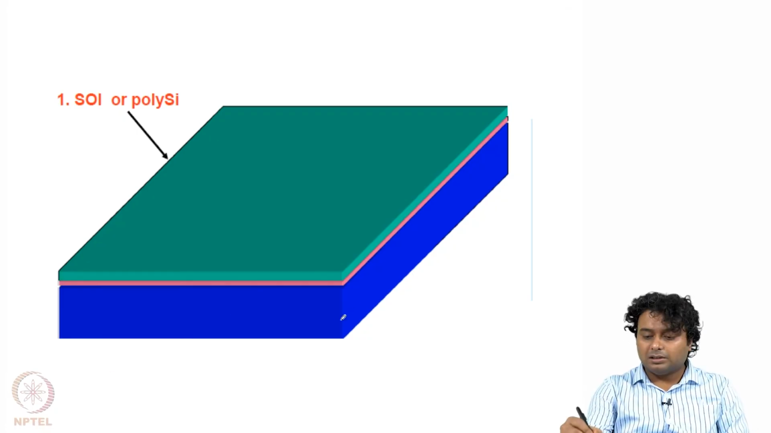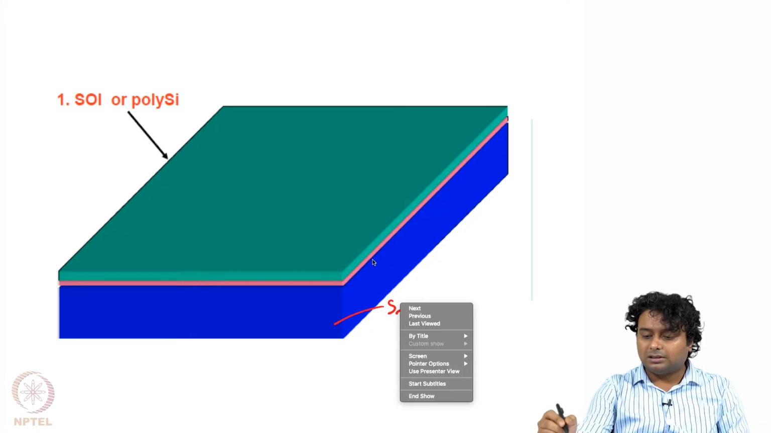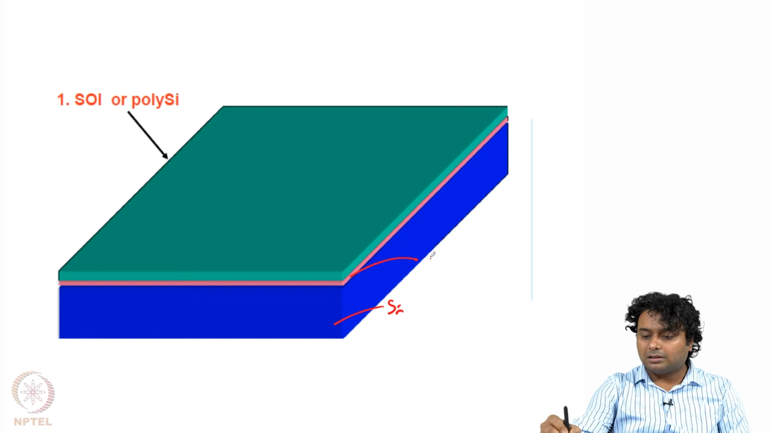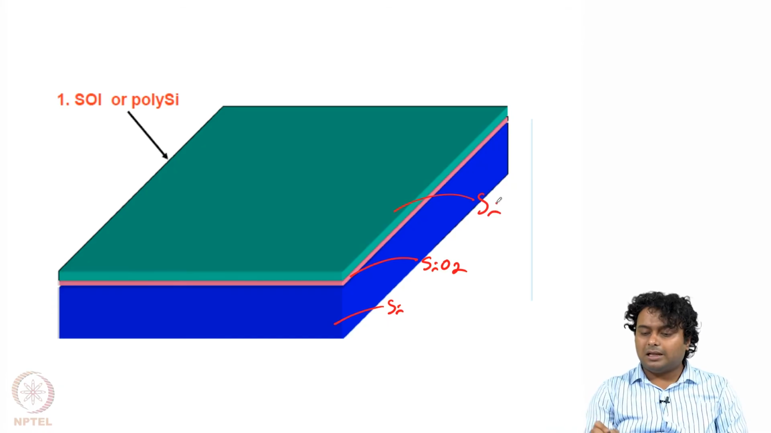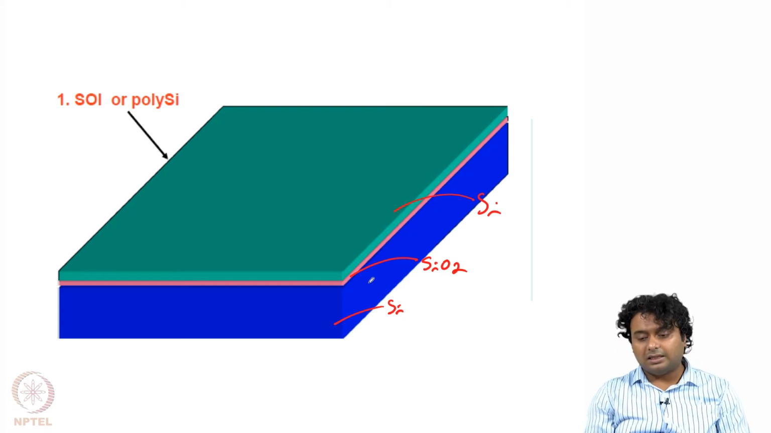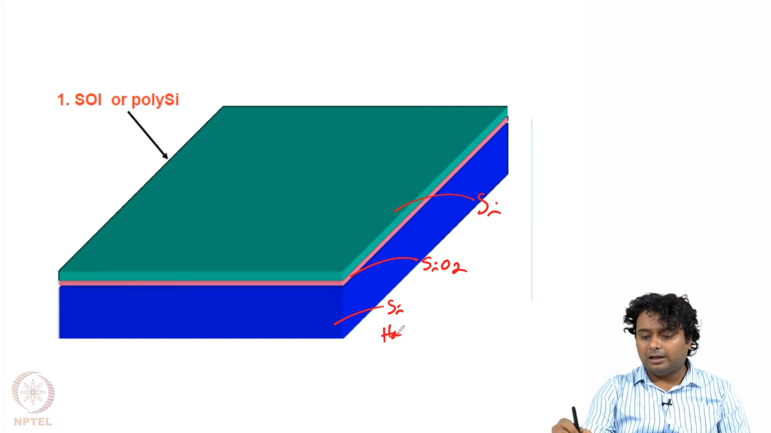Not all are silicon, rather this is silicon, and this one is SiO2, and the top one is again silicon. But there are some specific differences between the top silicon and bottom silicon. You can see here that the thickness is not the same. The bottom silicon is like the platform or the substrate. This is called the handle layer.